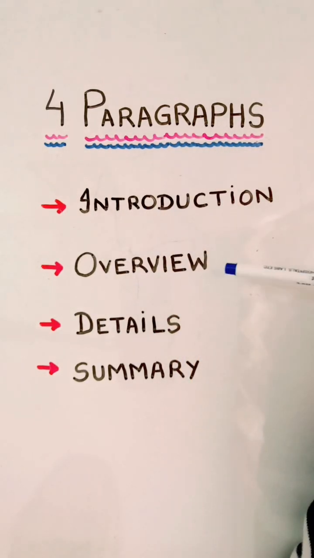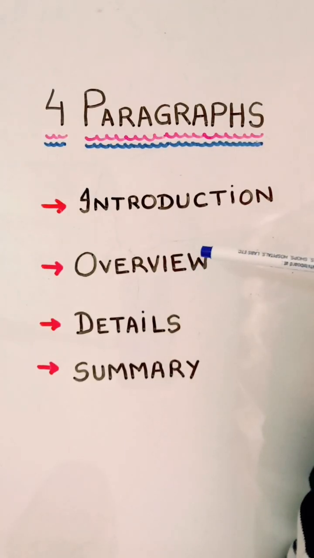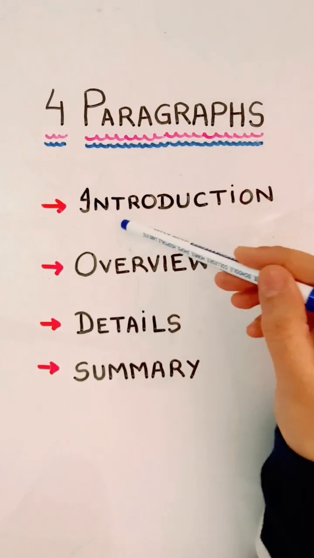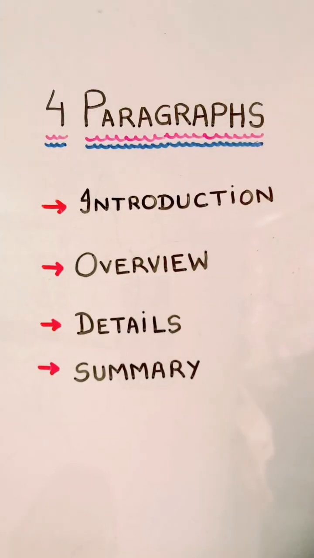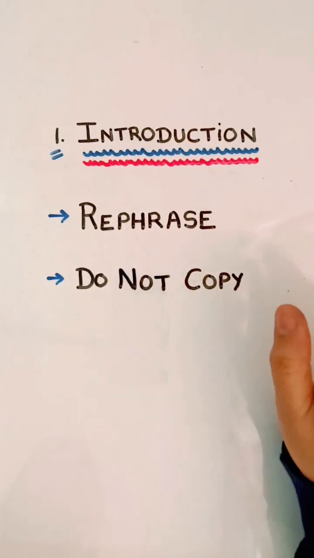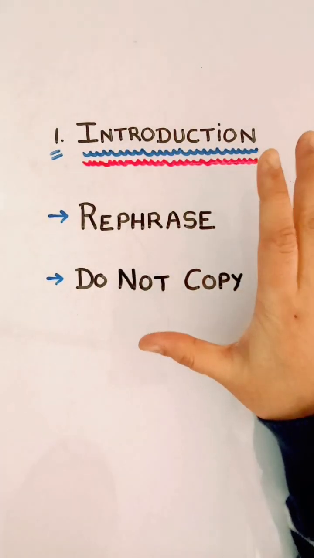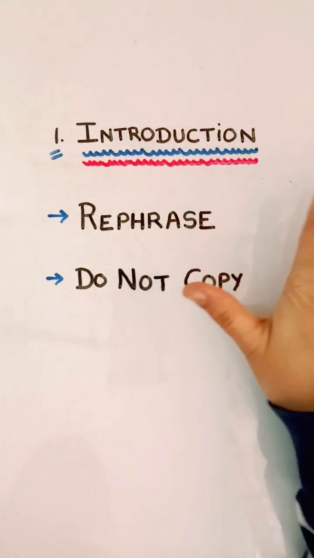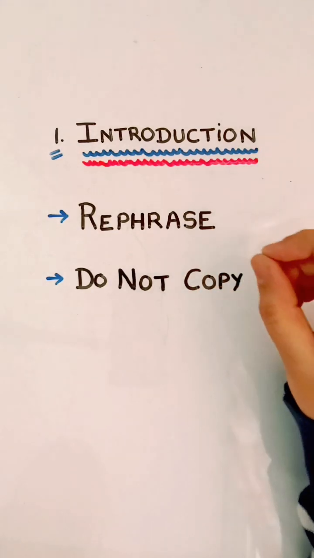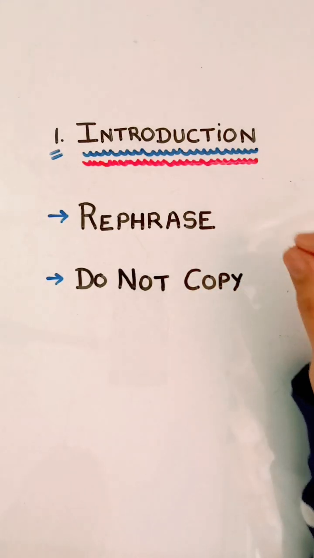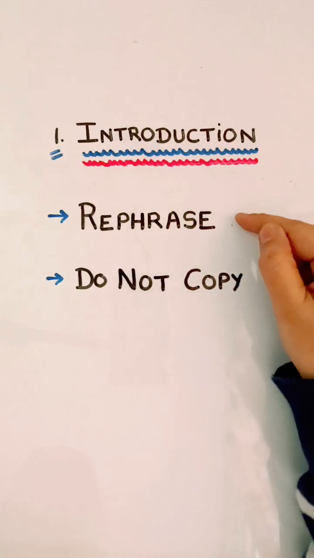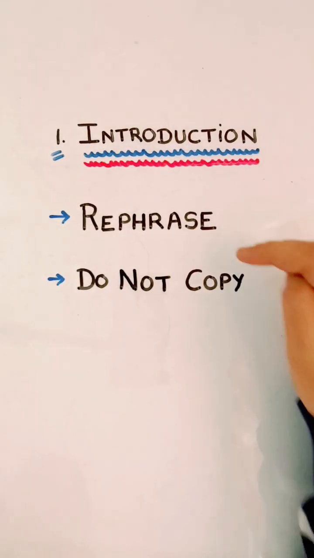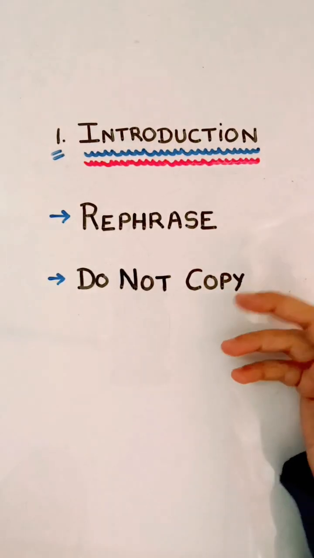As we have understood the statement, now we have to decide how many words, how many lines, and what is the exact content we have to write in the introduction part. The first paragraph is the introduction. We have to write 5 to 6 lines, and 2 hints you have to keep in your mind always, whether it is a line graph, bar graph, chart, pie, table, anything. First is rephrasing. Second, do not copy. What is the meaning of this?